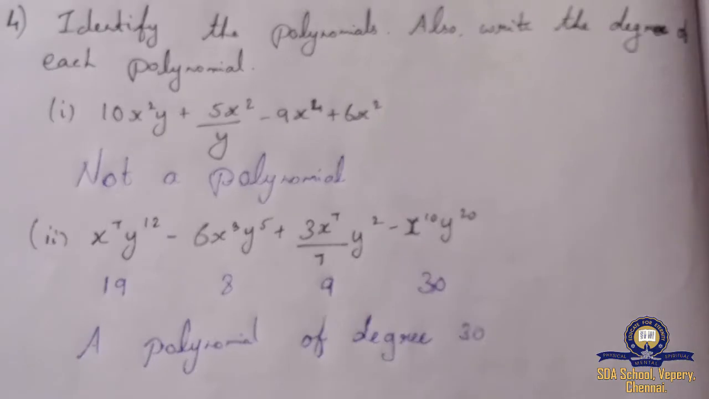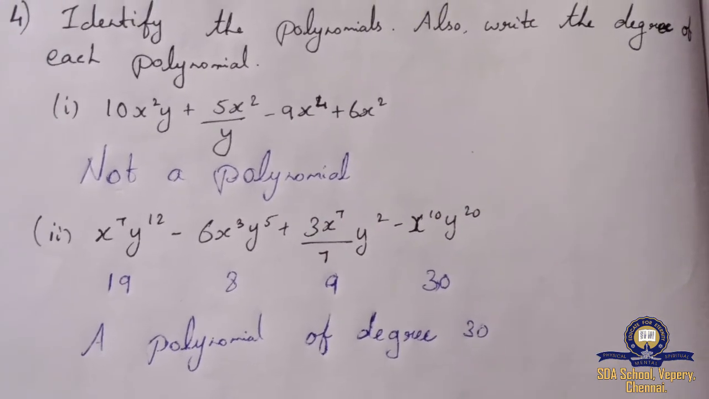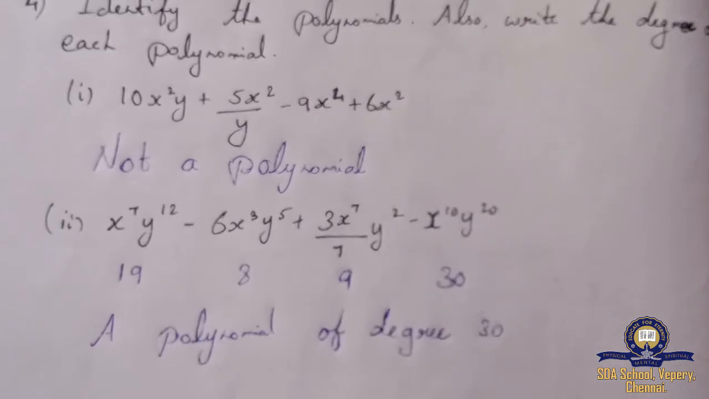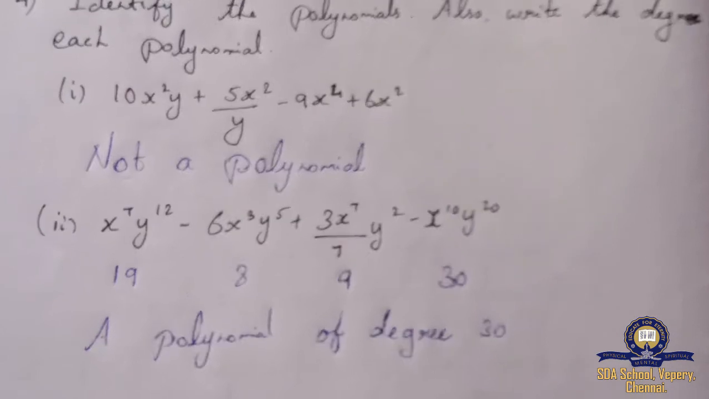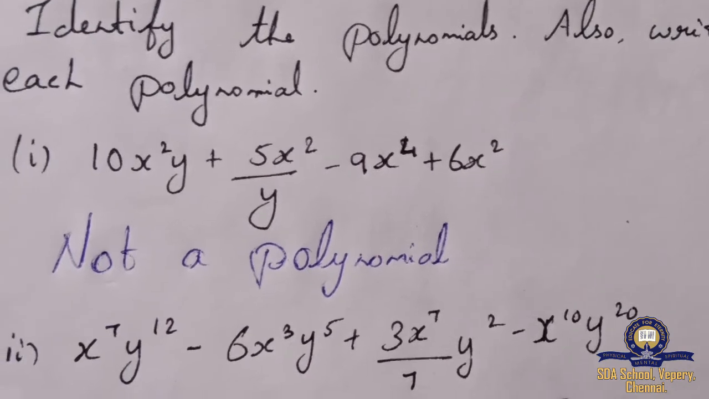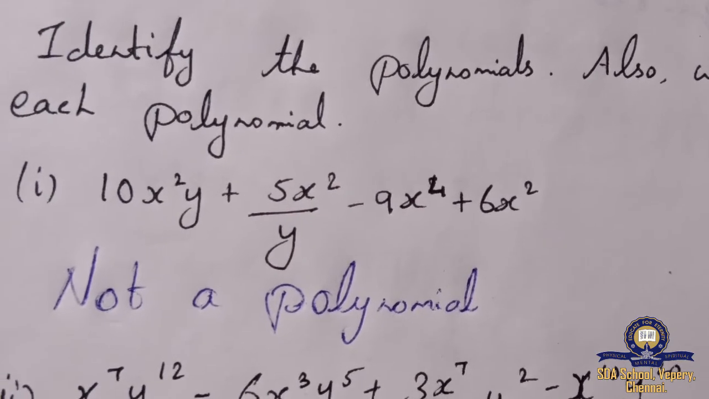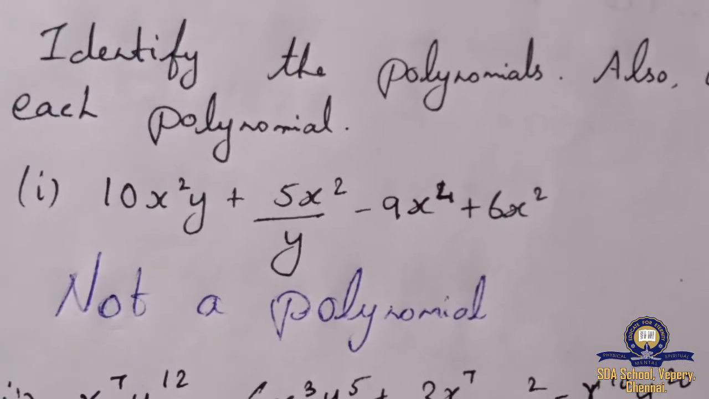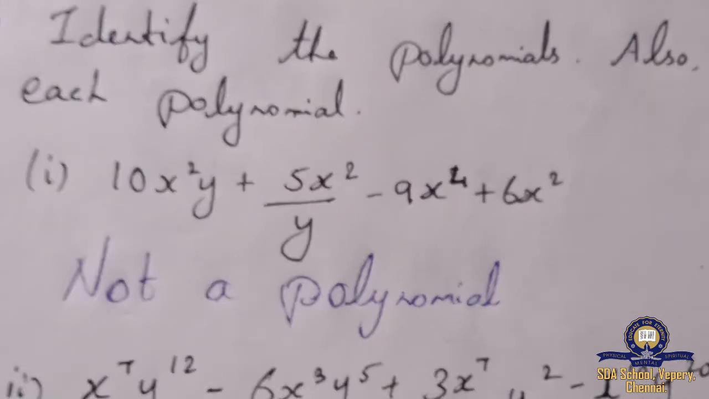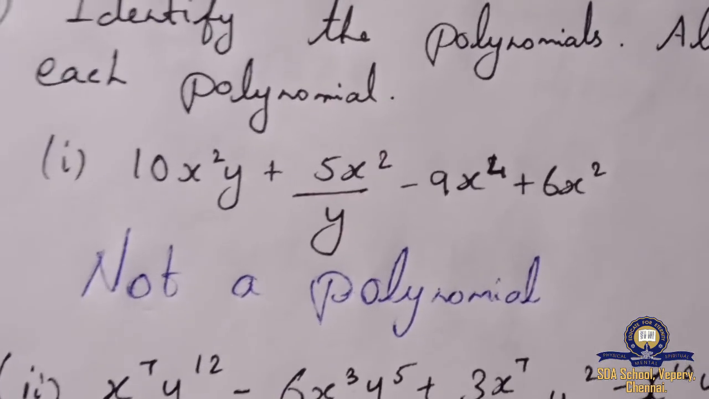Next we're going to see another example. In this example, they ask us to identify the polynomial and also write the degree of each polynomial. They are given 10x square y plus 5x square divided by y minus 9x to the power 4 plus 6x square. From the definition of a polynomial, we know that if the variable is in the denominator, then it is not a polynomial. So in this question, they have given 5x square divided by y, so it is not a polynomial.